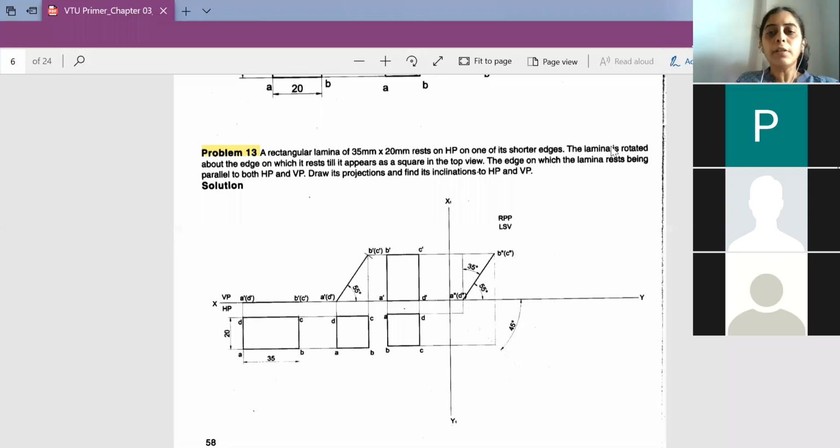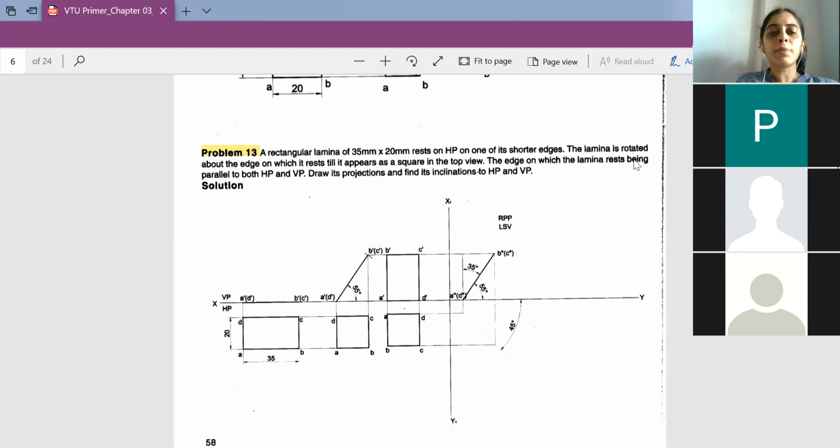The lamina is rotated about the edge on which it rests till it appears as a square in the top view. So now they have given the description of how it looks in the top view, and they haven't given you the inclination. You have to find out the inclination here.